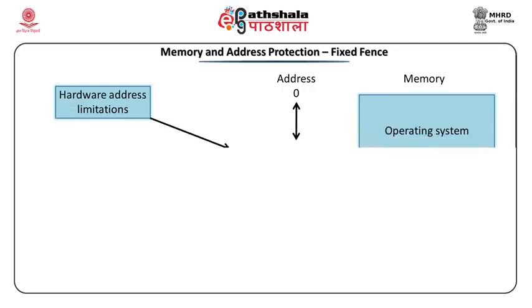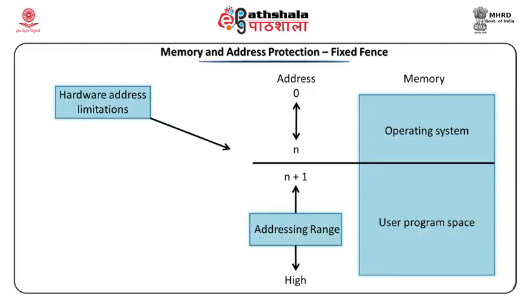For memory and address protection, the first mechanism is the fixed fence. In the fixed fence mechanism, there is a hardware address limitation. Memory is divided into two parts. Addresses from 0 to n are used by the operating system, and n plus 1 to high, the rest of the address range, is used by the user program space. The fence method is easy because we have bifurcated the whole memory into two areas, one that can be used by the operating system and the other that can be used by the users.